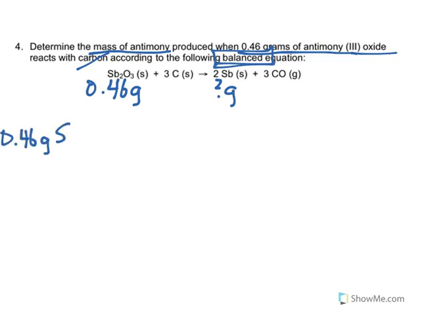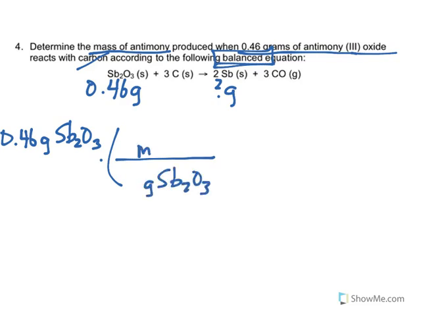0.46 grams of Sb2O3 times grams of Sb2O3 on the bottom, go into moles on top. That guy's molar mass, antimony is 121.76 times 2 plus 16 times 3 for the 3 oxygens. That's got a pretty decent sized molar mass of 291.52.